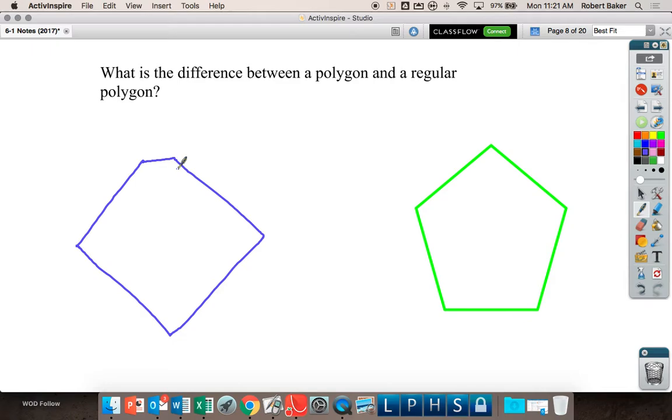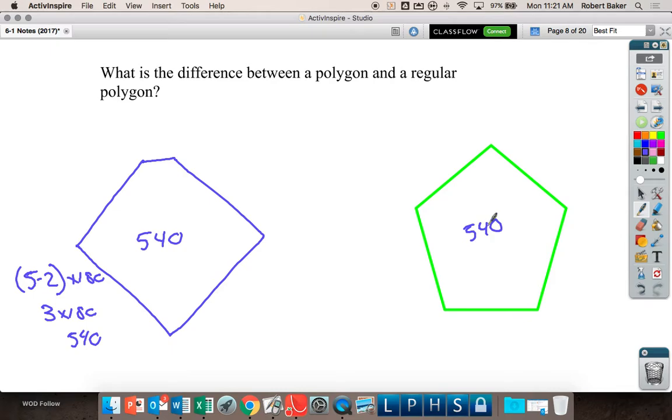So how many degrees are in any pentagon? 540. 5 minus 2 times 180. 3 times 180, 540. So there's 540 degrees in this pentagon. How many degrees are in this one? 540.